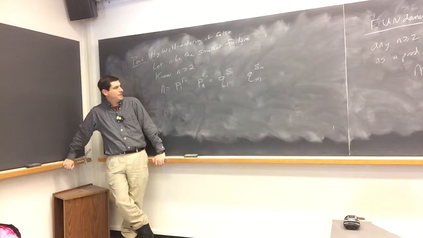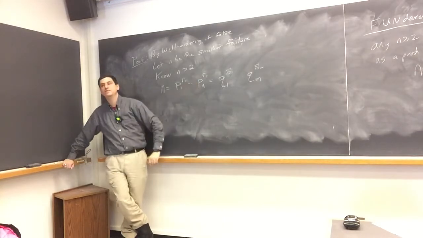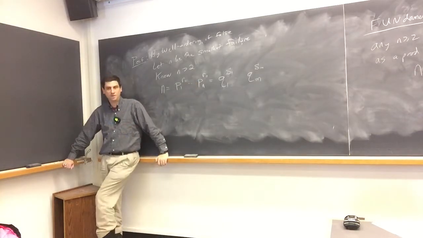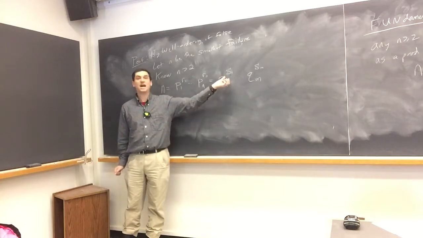So these can't be the same factorization. So they must differ. There must be a prime that divides the left-hand side that doesn't divide the right-hand side, or a power of that prime that doesn't divide. So for instance, maybe they're both multiples of 2, but this is a higher multiple of 2.